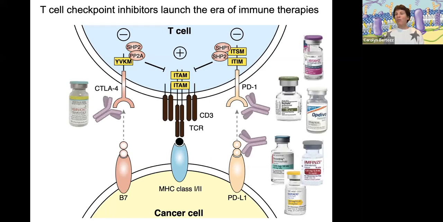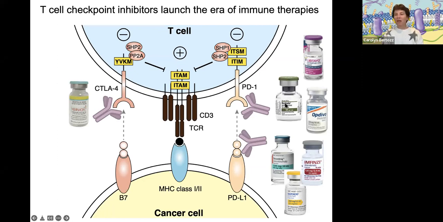And this important biology, first of all, was recognized with a Nobel Prize back in 2018. And second of all, has led to some very impactful immune therapy drugs. And they're all monoclonal antibodies. And the probably most recognizable among them is Merck's number 1 selling drug, which is Keytruda. And it's an antibody that binds PD-1 on the T cell and blocks the interaction with PD-L1.